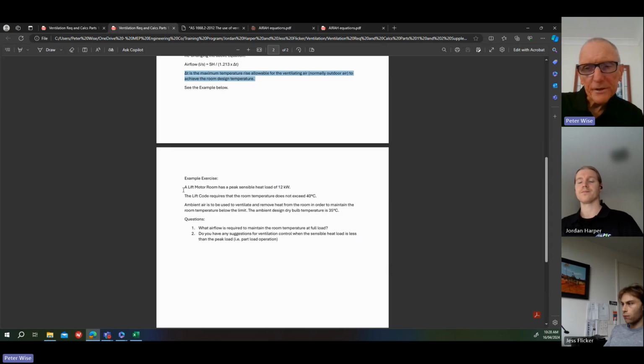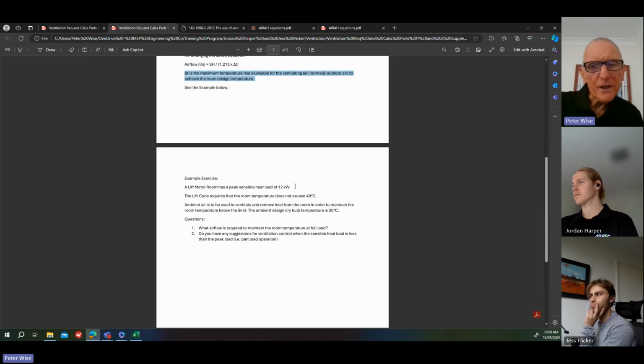So I gave you a little exercise here, which you probably haven't looked at yet. A lift motor room has a peak sensible heat load of 12 kilowatts. I've just guessed. Last time I did one, we used to allow about 5 kilowatts per lift car, so each car has its own motor. In this case, it might be only 2 lifts, 2 motors with the cables that lift the cars up and drop them down. And then I've allowed another couple of kilowatts for the room itself.